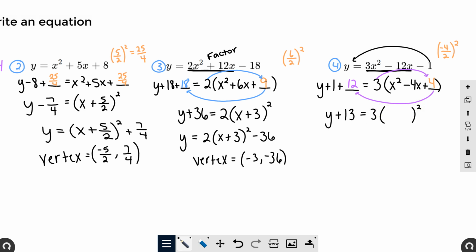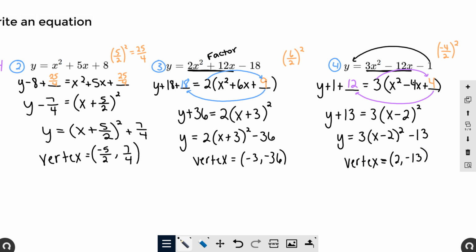And then we're going to have some parentheses with a squared. What's going to be inside our parentheses? Very good. X minus 2. It's half that middle term, square root of the last. And now we've got our last step, which is the easiest one. We're going to do what? Subtract the 13. And then we can state our vertex, which would be how much?